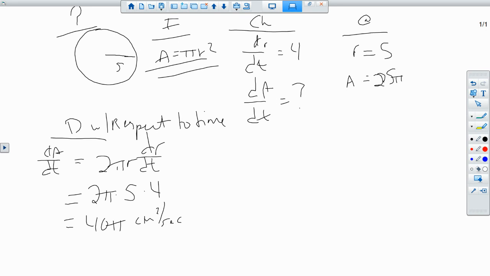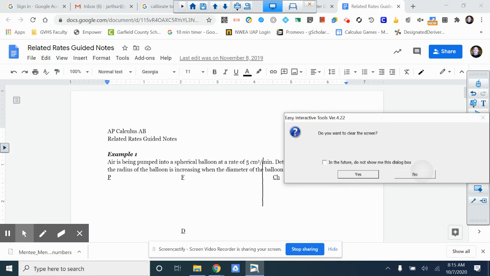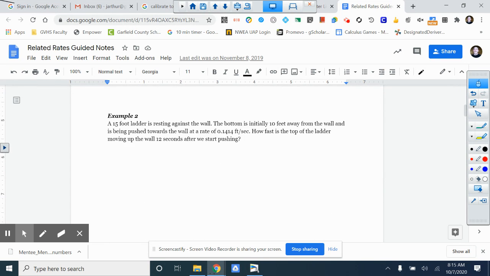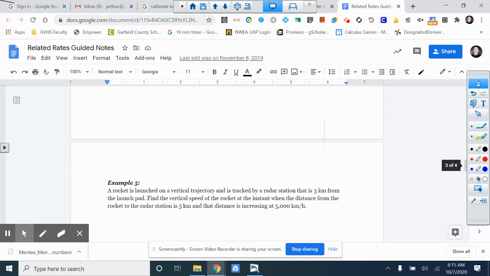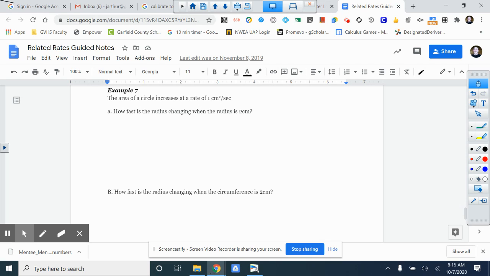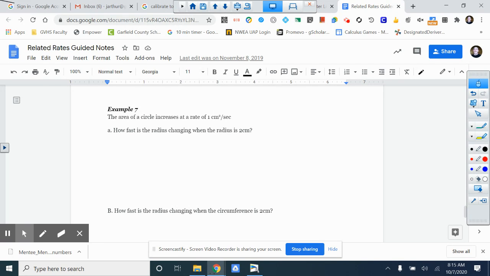Easy when I do it, isn't it? How about we try one without me doing it and I'll help you. Well, let's do, that's not what I wanted to do. Eraser, thank you. Let's see. Rockets, bathtubs, we'll do that one next. Let's do this one. It's the same exact style of problem. Okay.